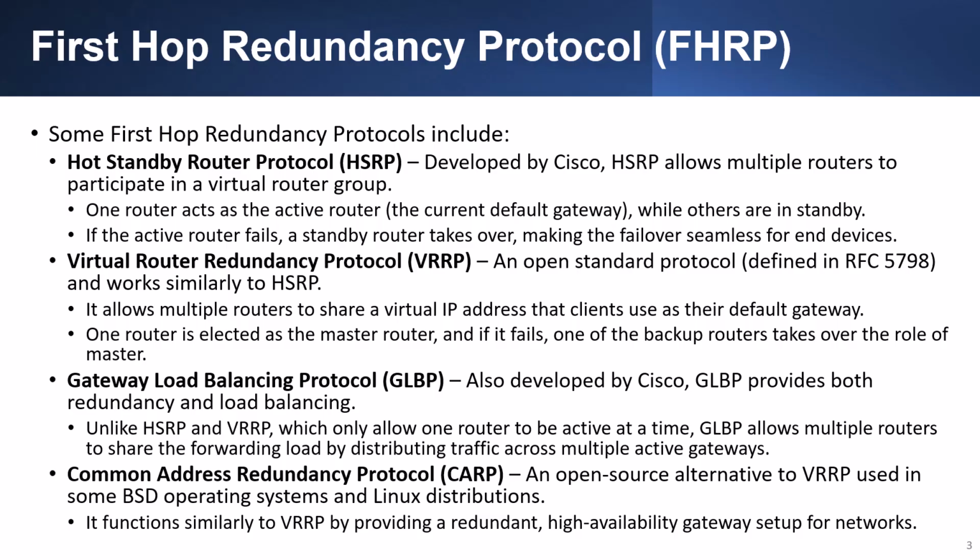role of the master. Gateway Load Balancing Protocol, or GLBP, also developed by Cisco, provides both redundancy and load balancing. Unlike HSRP and VRRP, which allow only one router to be active at a time, GLBP allows multiple routers to share the forwarding load by distributing traffic across multiple active gateways. Common Address Redundancy Protocol, or CARP, is an open-source alternative to VRRP used in some BSD operating systems and Linux distributions. It functions similar to VRRP by providing a redundant, high-availability gateway setup for networks.